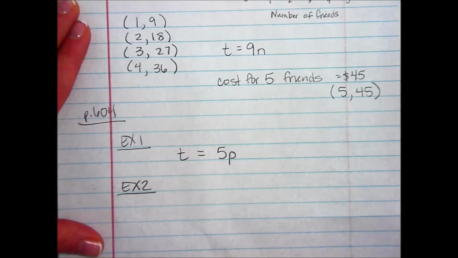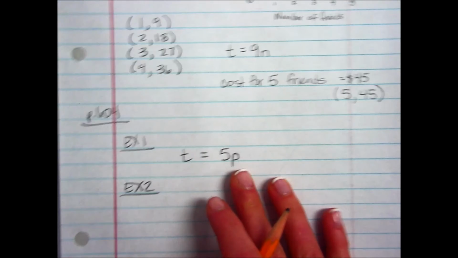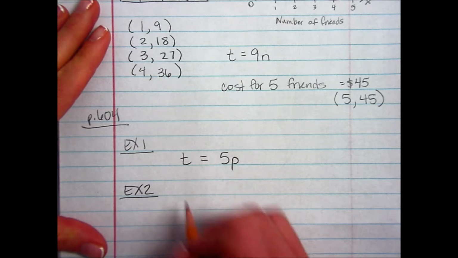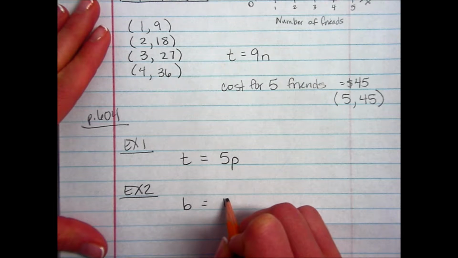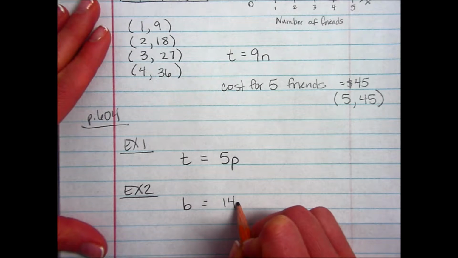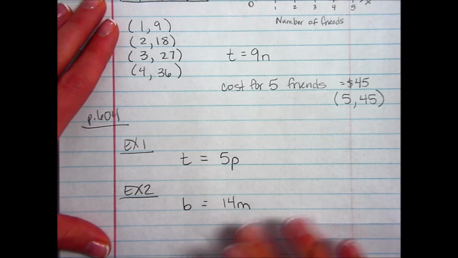All right, so B is the number of breaths, M is the number of minutes. The number of breaths is 14 times the number of minutes. All right, what do you think, Jay? B equals, the number of breaths will equal 14 times what? Times M, the number of minutes. The number of breaths will be 14 times the number of minutes.